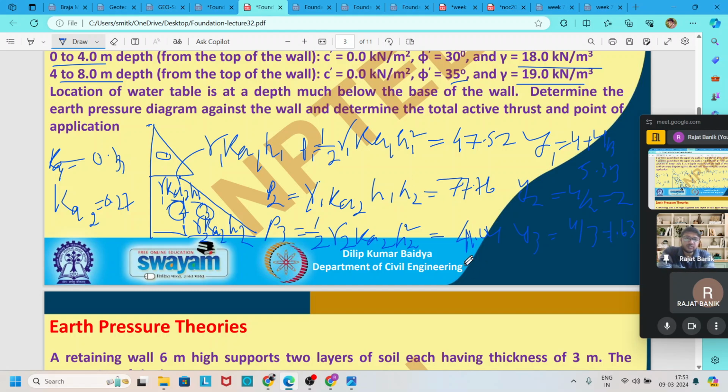Now, total thrust is P1 plus P2 plus P3. So it is equal to 47.52 plus 77.76 plus 41.04, which is 166.32.